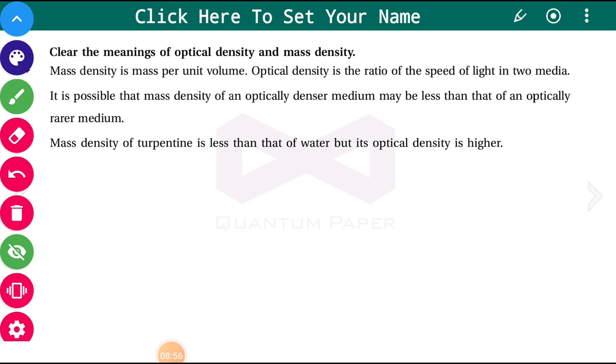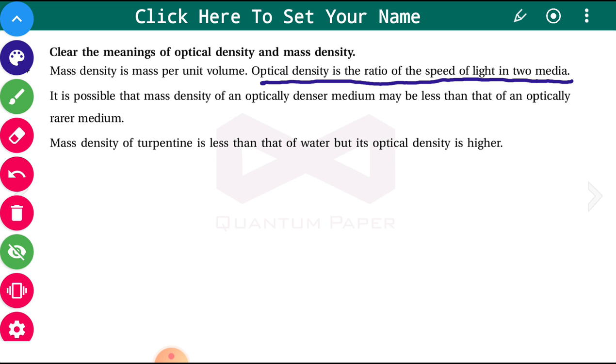Now there is a difference between optical density and mass density. Mass density is mass per unit volume. Optical density is the ratio of the speed of light in different media. So that is the main difference. Optical density is different from mass density.